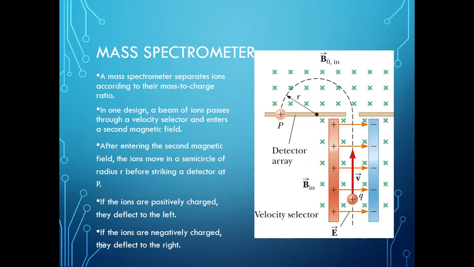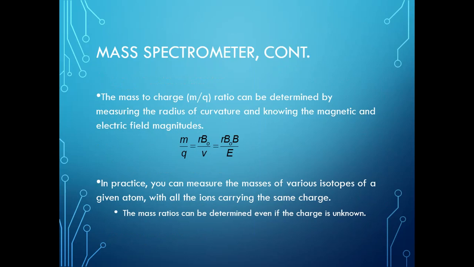Now see here the mass spectrometer. The mass to charge ratio m by q can be determined by measuring the radius of curvature and knowing the magnetic and electric field magnitudes. How will we know? If we measure the radius of curvature and know the magnetic and electric field magnitudes, then we will get the value of the m by q ratio.